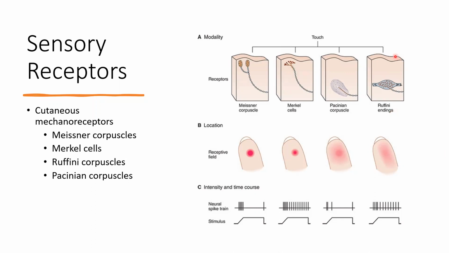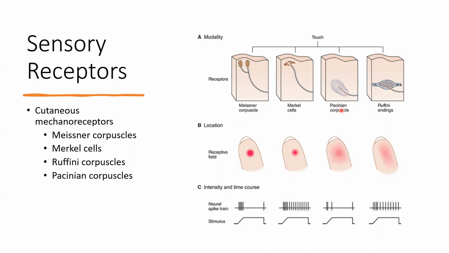Your Ruffini endings or your Ruffini corpuscles are actually large dendritic endings with elongated capsules in the dermis of the glabrous and hairy skin. So they are deeper in the skin layer. They are found more in the dermis layer, and their function basically is to respond to stretch and fluttering vibration.